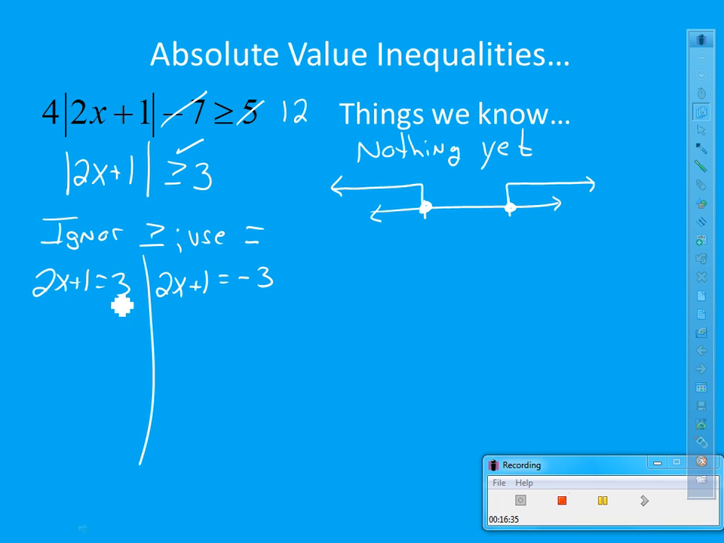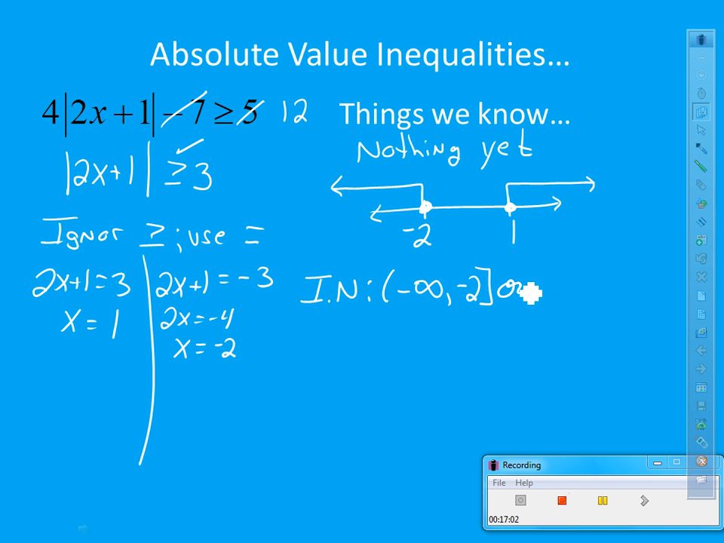I'm going to subtract 1, divide by 2, so one answer is going to be 1. I'm going to subtract 1 and get negative 4, divide by 2 and get negative 2. So 1 goes there, negative 2 goes there. In interval notation, it's going to be negative infinity to negative 2, bracket, or bracket 1 to infinity. As an inequality, and on your worksheet I need you to write them both, by the way, it's going to be x is less than or equal to negative 2, or x is greater than or equal to 1.